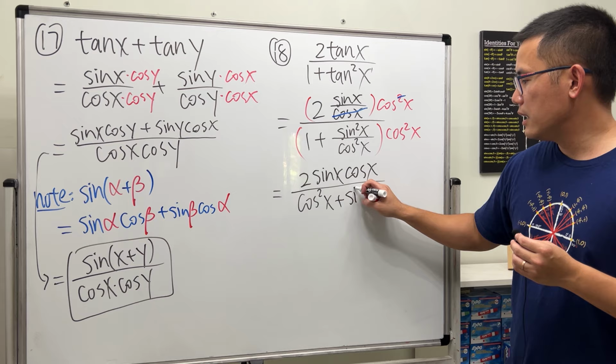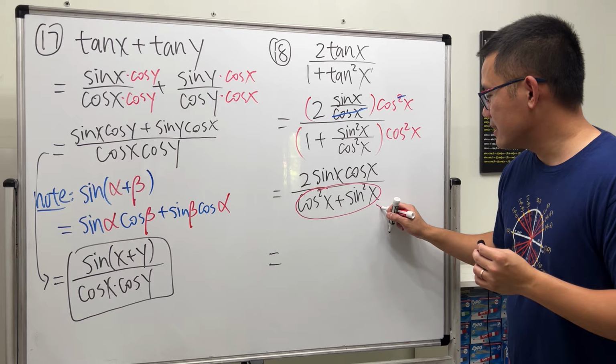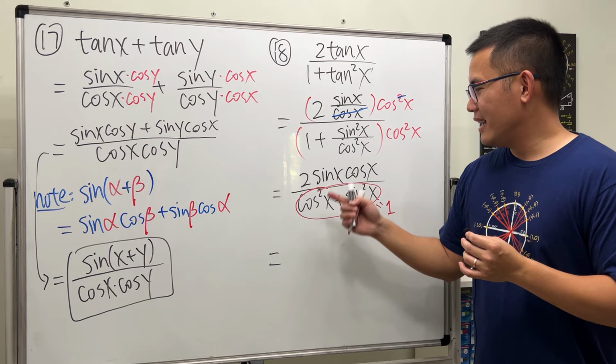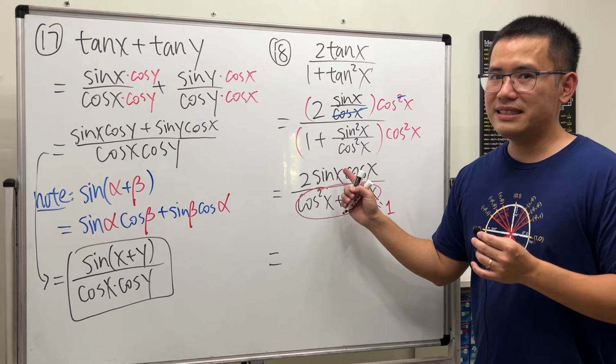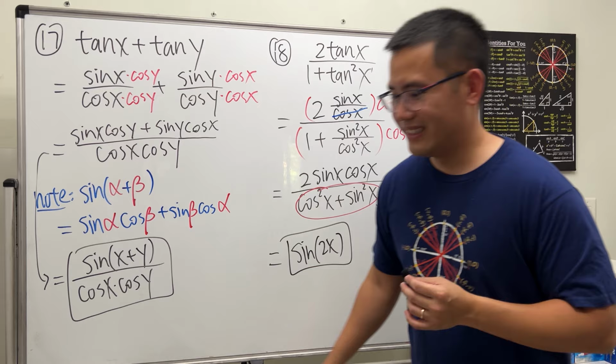This is actually so nice because have a look. The bottom right here is just nicely equal to 1, so you don't have to put a denominator anymore. As for the top, 2 sine x times cosine x. This is precisely the double angle formula for sine. So we have sine of 2x, and we are done. That's just like that. Cool, huh?